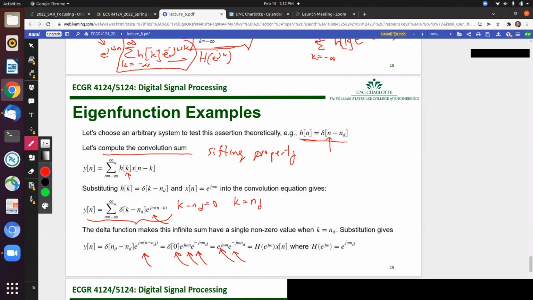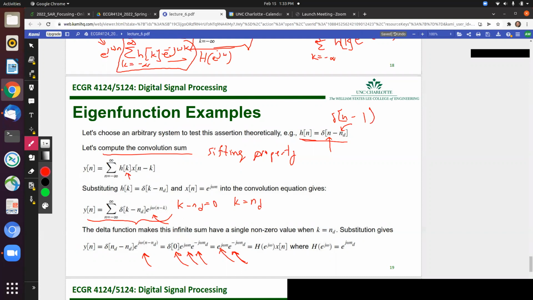Is this a complex constant? nd is some number, right? So what if it were n minus 1? Then nd would be the number 1 here. So if this were delta of n minus 1, nd is just some number. It's our lag index. So nd is an actual number. It's a constant that we know. So that means that this thing here, e to the minus j omega nd, is a complex constant, right?